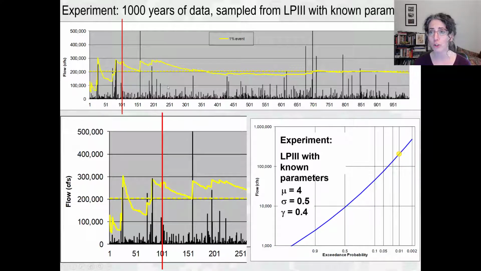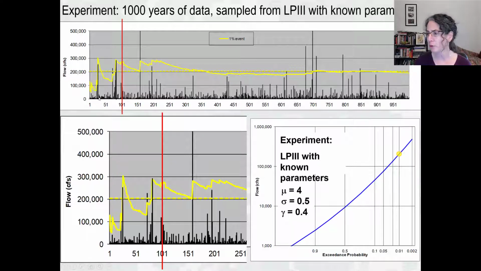Back here in 1 or 2 and even 300 years, it's not so good, right? That's disappointing. And what's happening here? So when a big event happens, like this one, it shoots the estimate of the 1% event way up, right?